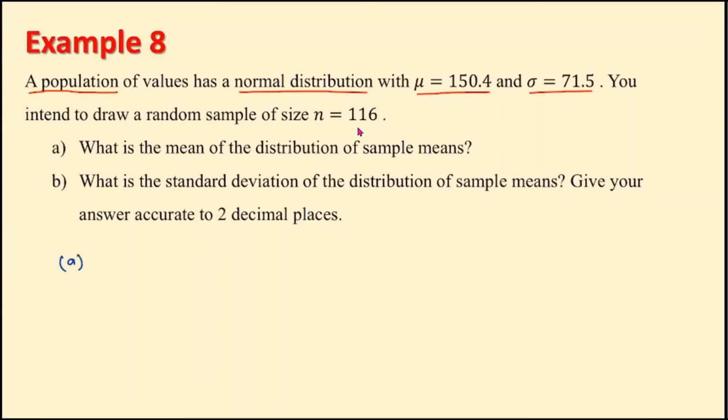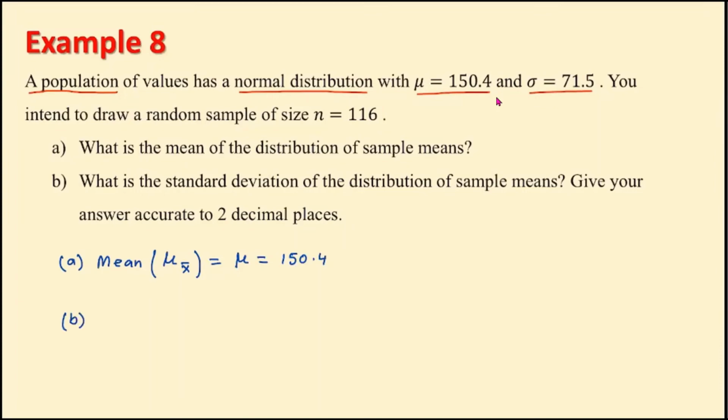And in first part, we are asked to find what is the mean of the distribution of the sample means. So if you remember the formula, mean for the sampling distribution denoted by mu sub x bar is equal to the population mean mu, which is 150.4. So that's your first part A.